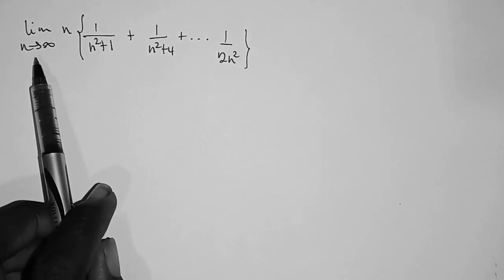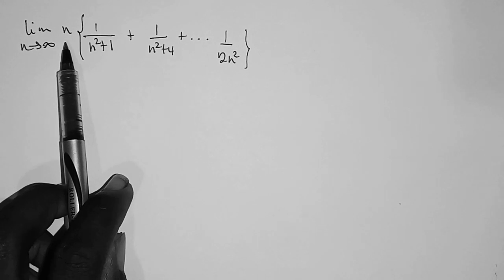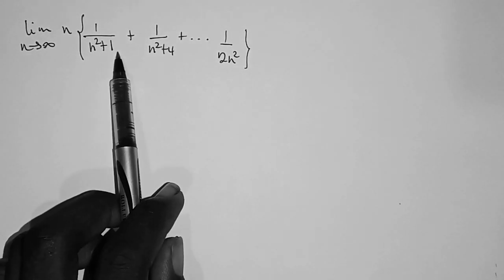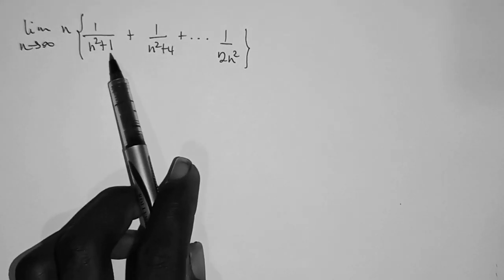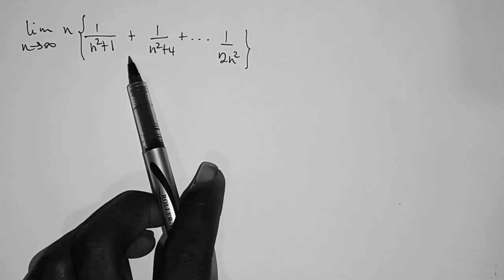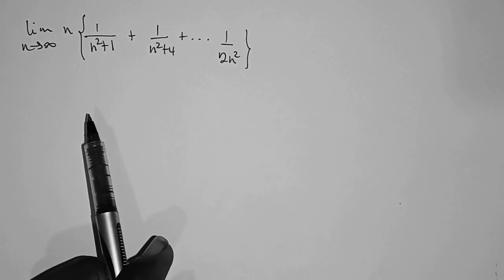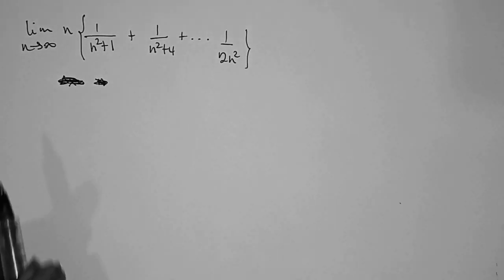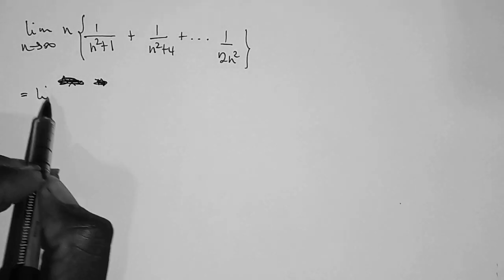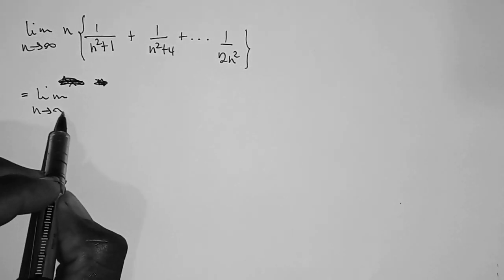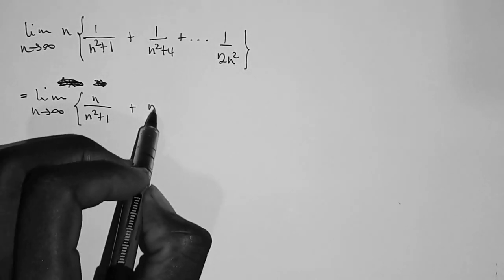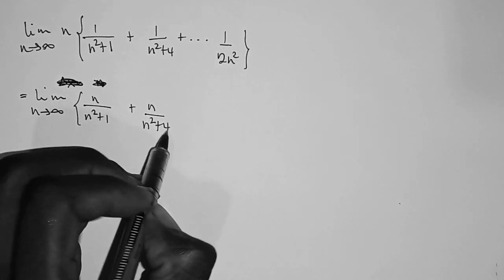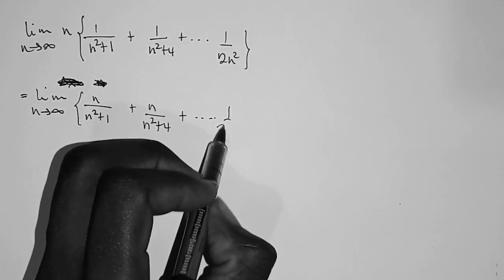The second one was given as the limit as n approaches infinity of n times 1 over n squared plus 1, plus 1 over n squared plus 4, plus up to 1 over 2n squared. You can see that the change happens at the bottom here, which is 1, 4, and then continues. So let's multiply the 2 by n. So this is equal to the limit as n approaches infinity of n over n squared plus 1, plus n over n squared plus 4, then plus all the way to 1 over 2n squared.